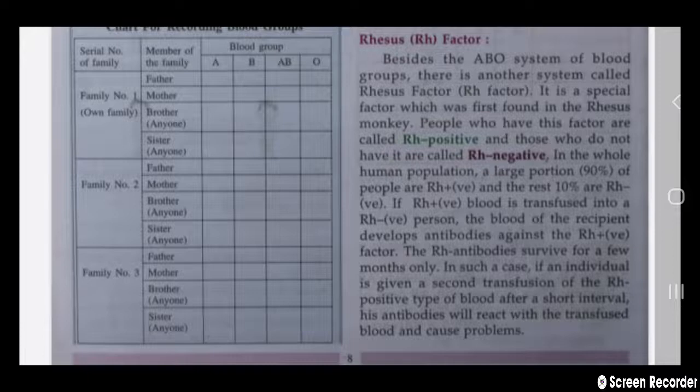If Rh positive blood is transferred into an Rh negative person, the blood of this recipient develops antibodies against the Rh factor, and the Rh antibodies survive for a few months. In such a case, if an individual is given a second transfusion of Rh positive blood after a short interval, his antibodies will react with the transferred blood, and they may cause him some problems. So you should not give a blood transfusion a second time to an Rh negative person.